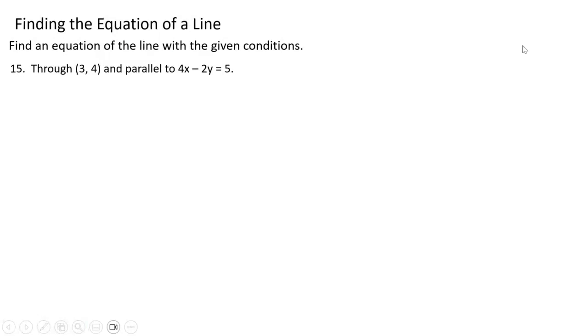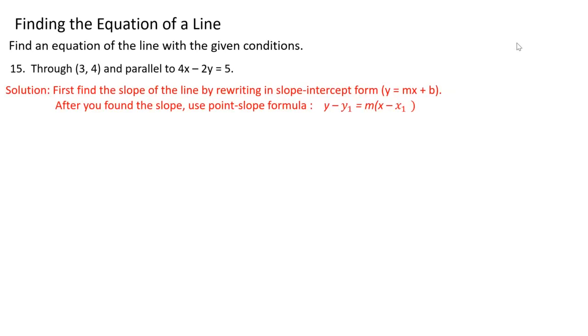Okay, now number 15. It says find an equation of the line with the given conditions. Pass it through the point 3, 4, and parallel to the equation 4x minus 2y equals 5. One thing that you learn this week is that parallel lines have the same slope, and perpendicular lines have the opposite reciprocal slope. So in this case, first we need to find the slope by rewriting the 4x minus 2y equals 5 in the proper form, which is y equals mx plus b. And then we use the point slope formula.